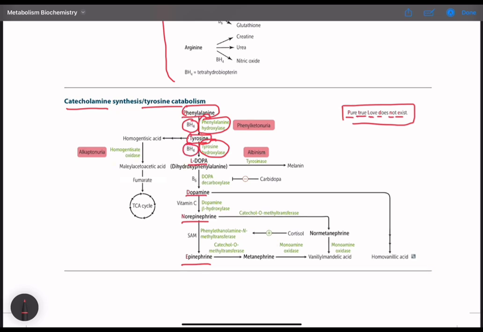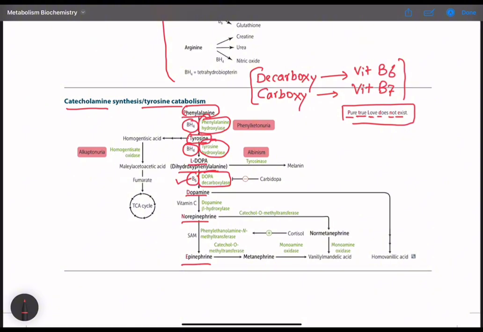again the same, tetrahydrobiopterin. Then L-dopa is converted into dopamine by the enzyme dopa decarboxylase, and the cofactor required for this reaction is vitamin B6. We know that decarboxylation reactions require vitamin B6 as a cofactor, while carboxylation reactions require vitamin B7. So since it is a decarboxylation reaction, it requires vitamin B6. Then dopamine is converted into norepinephrine by the enzyme dopamine beta hydroxylase.